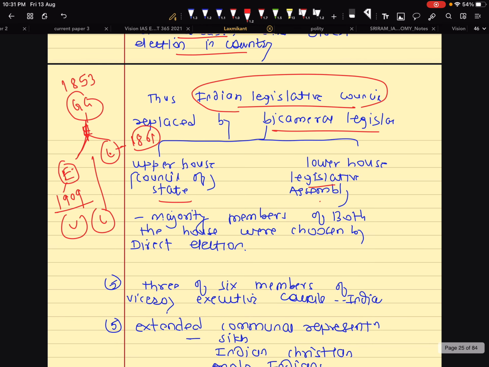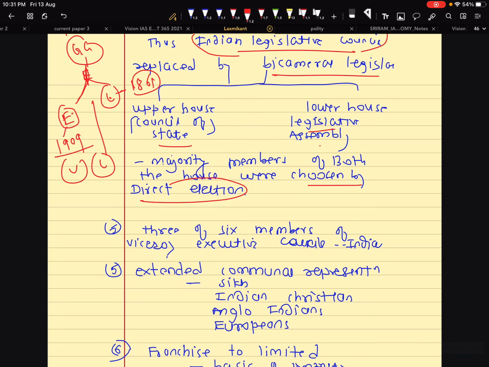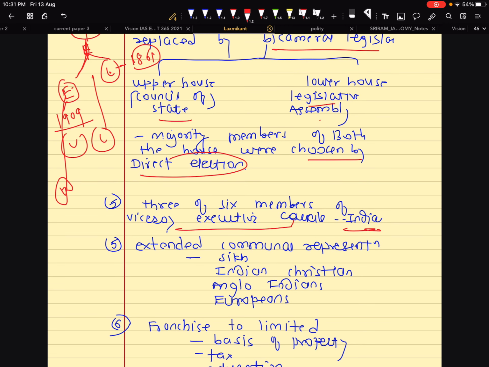Now the majority of the members of both houses were chosen by direct election. It is important to remember. Then three of the six members of the Viceroy's Executive Council, remember, this is the Viceroy's Executive Council, were now Indian. Now they also extended communal representation to Sikhs, Indian Christians, Anglo-Indians, and Europeans. Earlier, by the Act of 1909, they had given Muslims communal or separate representation. Now they extended it to these others also.